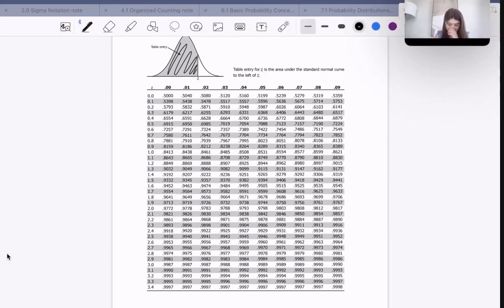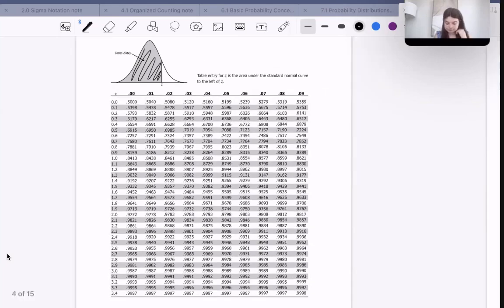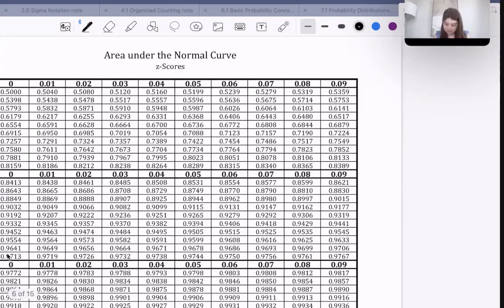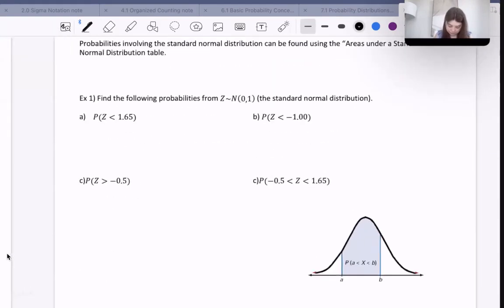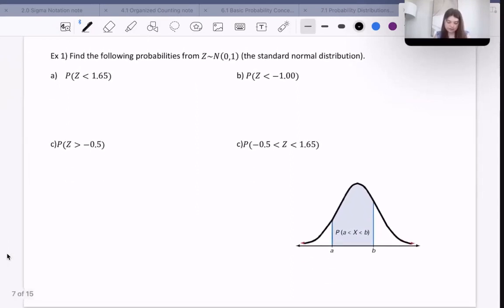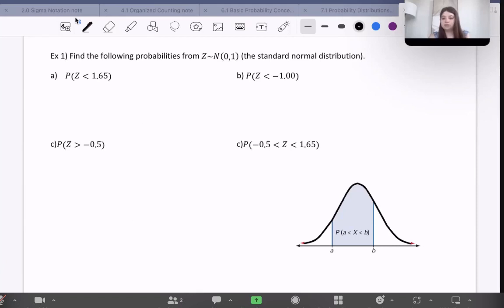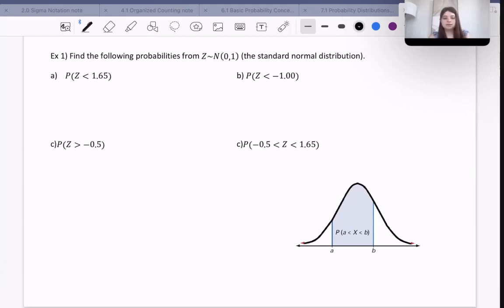Very good. Okay. So let's do some examples. Let's talk about how we can figure out these probabilities. Well, we need to find the z-score for these probabilities, which I should explain how to do in a moment, because we haven't actually gone over how to find the z-scores.